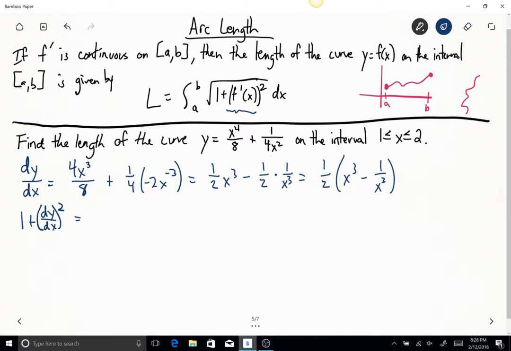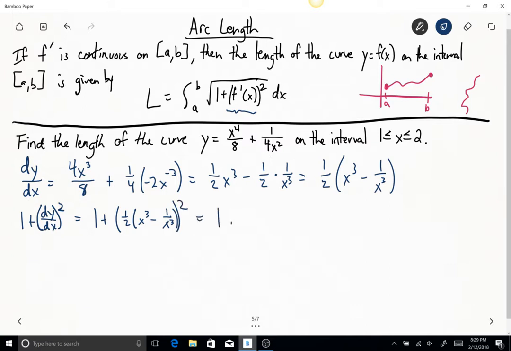Notice I'm not even touching the integral. All this is algebra. I mean, we did a little bit of calculus to calculate the derivative, but so this is 1 plus, and now we have 1/2 x cubed minus 1 over x cubed, that quantity squared.